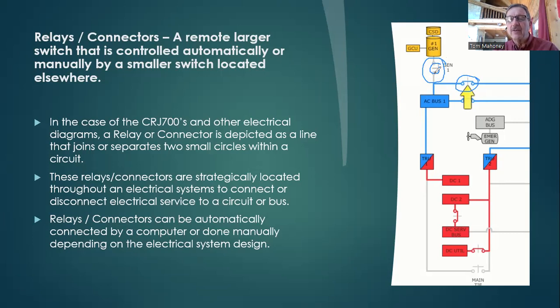So therefore, power is not coming, in this case, from generator number one. Power is coming from another source, probably along this line right here, and then powering bus number one through this relay. So where's that power coming from? Well, it could be coming from the opposite side engine, it could be coming from external power, might be coming from the APU.